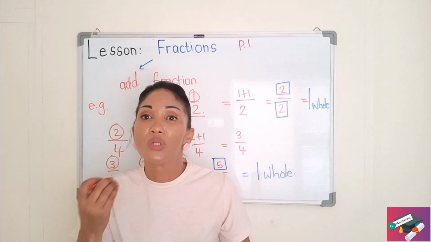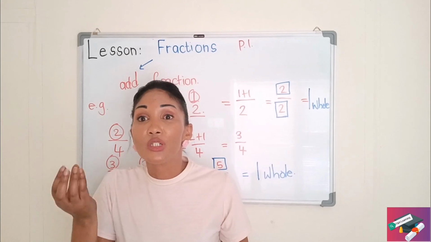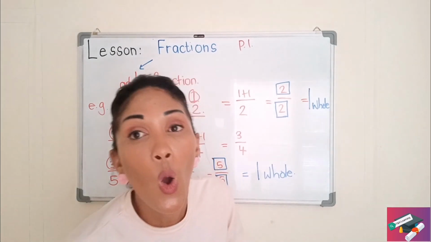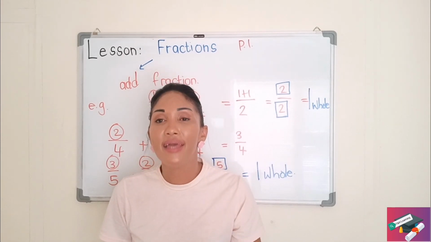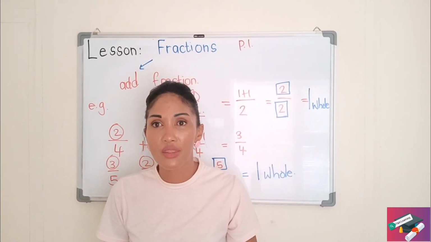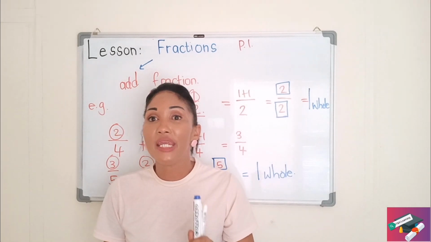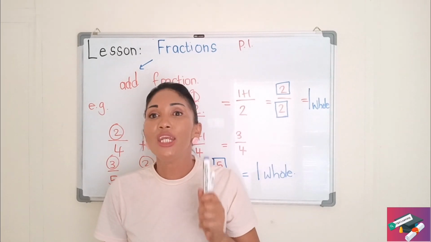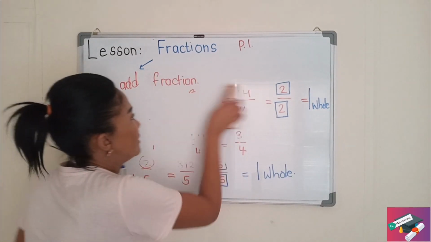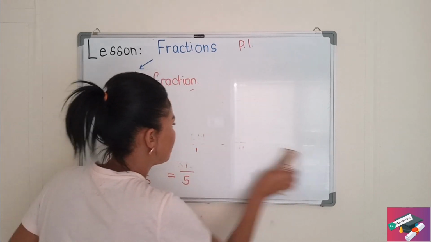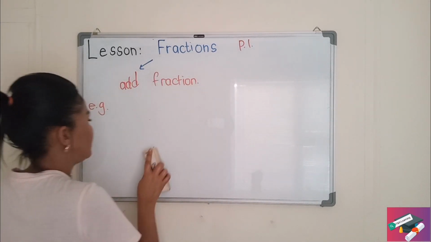The same it is with subtracting. When you're subtracting from each other, your denominators need to be the same. The rule in fractions is you can only add and subtract fractions together when your denominators are the same. When your denominators are not the same, you cannot add fractions together. Let me show you quickly how subtracting works.